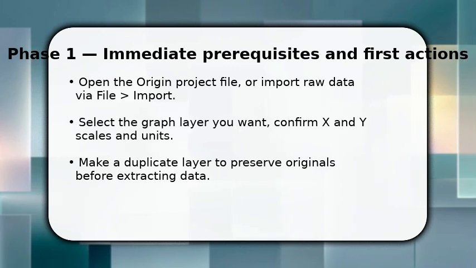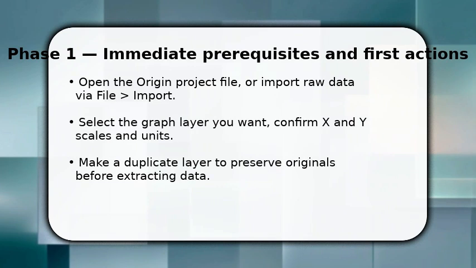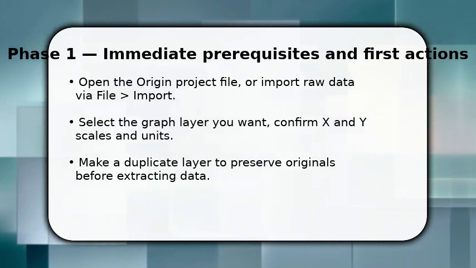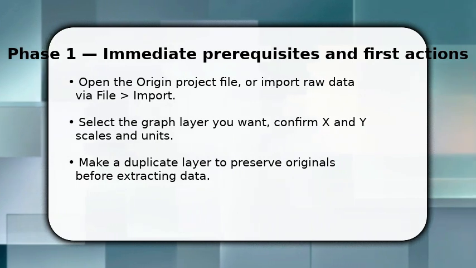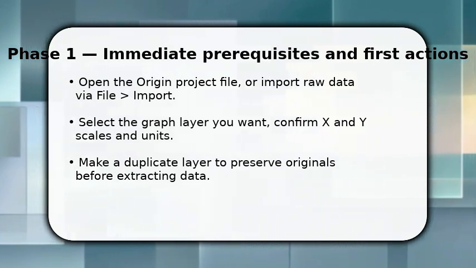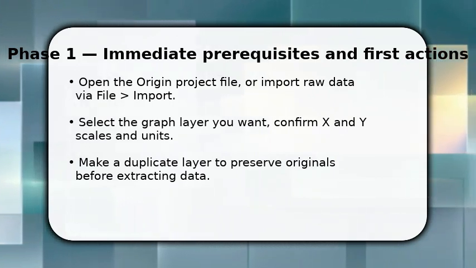Enjoy the video. You start by opening your Origin project and locating the graph layer you need. Make a duplicate layer immediately to preserve the original data, because once you extract and edit points, you want a fallback. Next, confirm axis scales, units, and any transforms so extracted numbers match expectations.